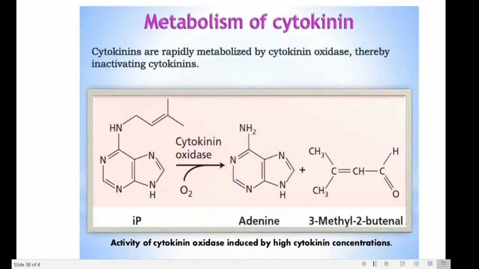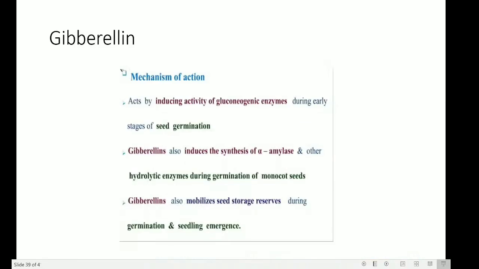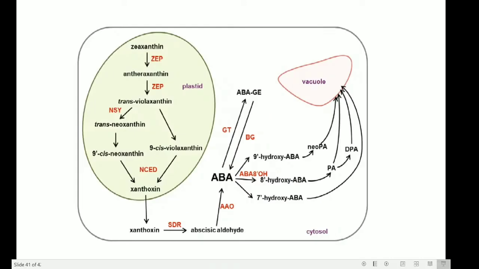In the cytokinin mechanism, they use cytokinin oxidase, which inactivates cytokinins. The gibberellin mechanism induces the activity of gluconeogenesis enzymes, promotes seed germination and induces alpha amylase activity. It is helpful for the germination of monocot seeds.